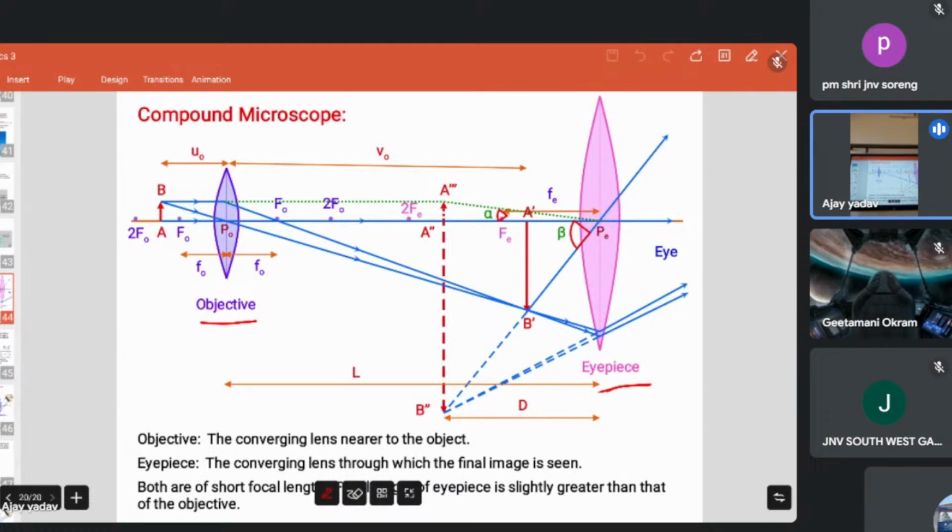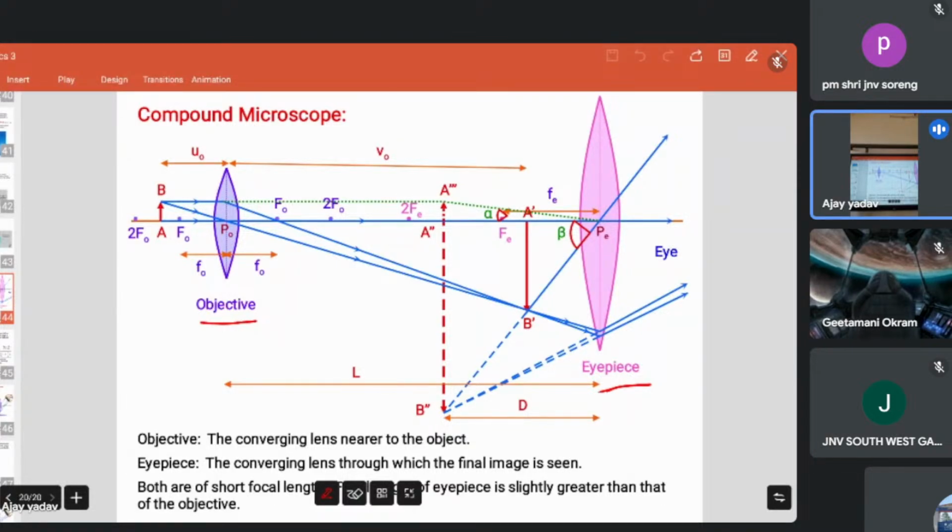Their length we can arrange, their position we can manage. In this, the objective lens has a short aperture and the eyepiece has a large aperture. We use the compound microscope to observe very minute particles, very small particles that we cannot observe with our naked eyes.